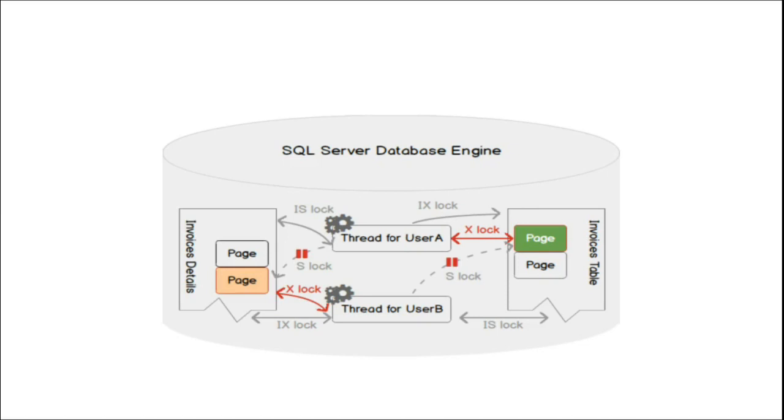And then there's another resource which is owned by transaction B, or user B. It has an exclusive lock, right? So user B is blocking user A on this resource.